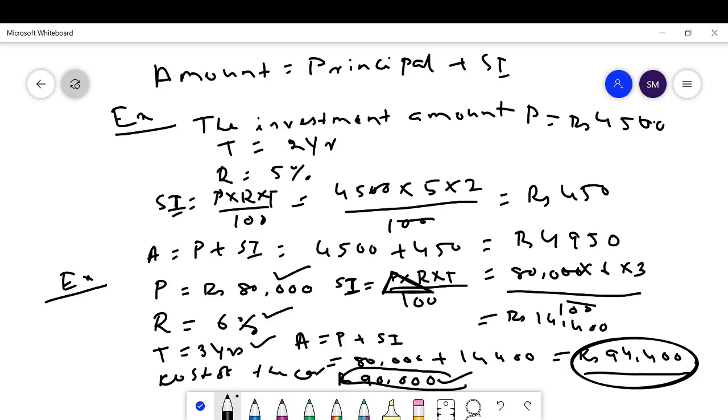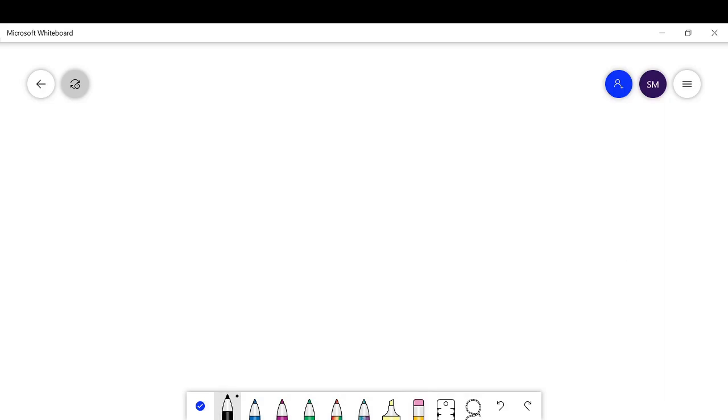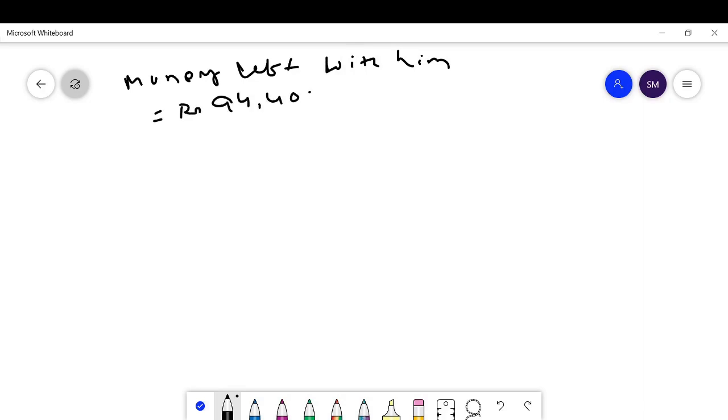Then the money left with him is equal to rupees 94,400 minus 90,000, because the amount is 94,400 and he bought the car for 90,000. Then the amount left with him is 4,400 rupees.